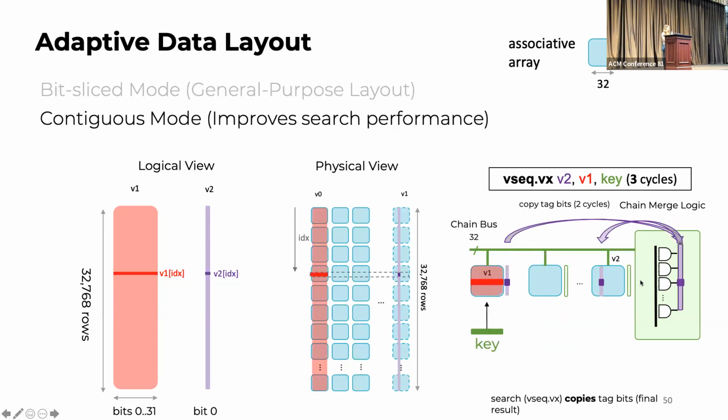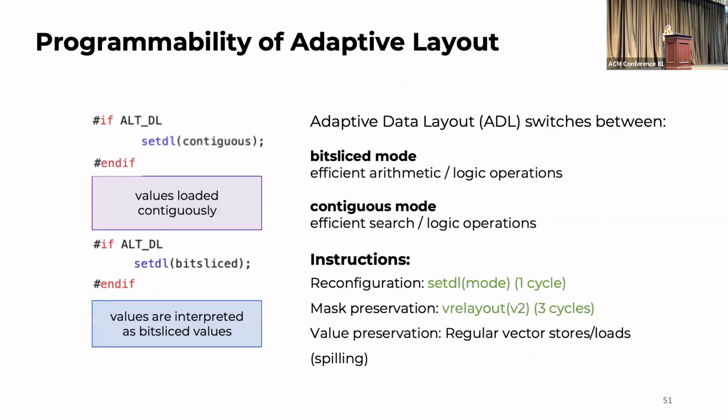So what we propose is this contiguous mode where all bits will be contiguously stored in the same array, and we can generate the final result in very, very few cycles. But in fact, we want both modes, right? So in databases, sometimes we still need to multiply, add, and so on. And most of the time we're searching. So we care about the performance of both modes.